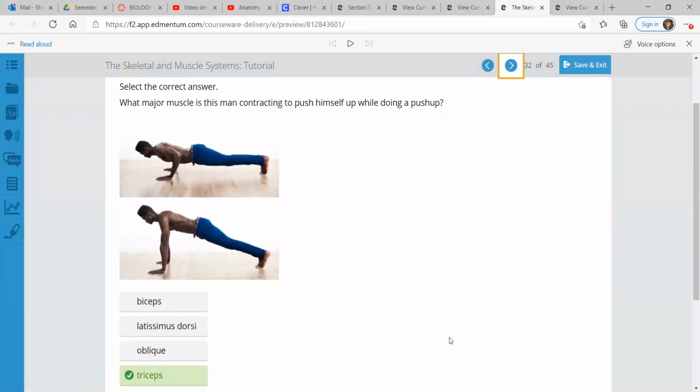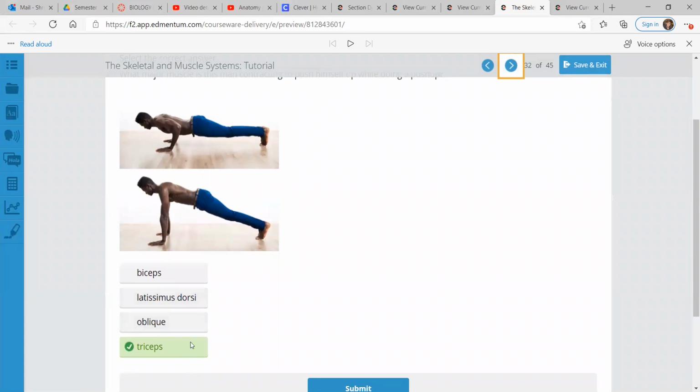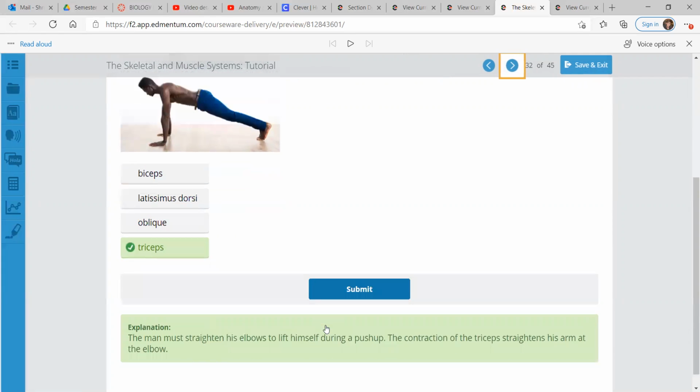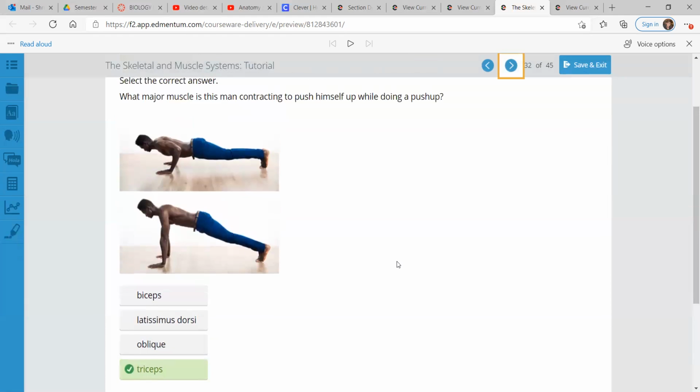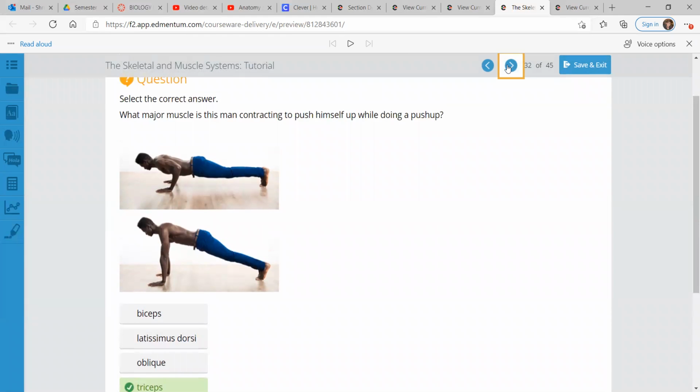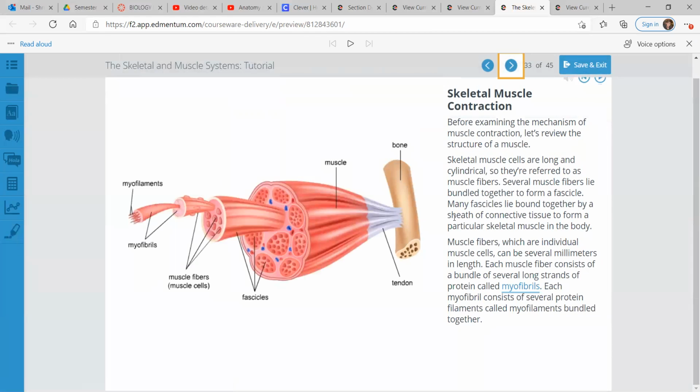Okay, so a push-up. What major muscle do you think the man is contracting when he pushes himself up while doing a push-up? Well, we're obviously using our pectoralis major, and then our triceps. A little bit of deltoids too. But if you've ever worked out before, you can tell which muscles are primarily used for pushing, other muscles are used for pulling, etc.